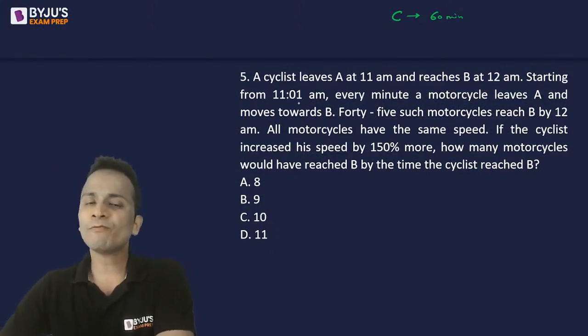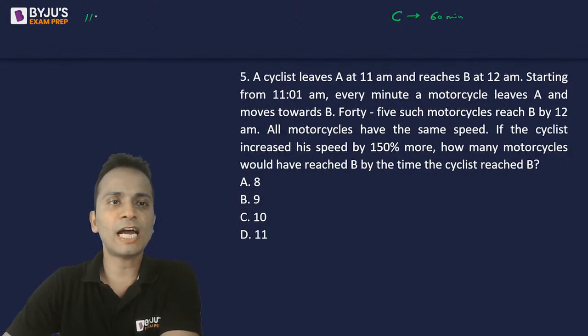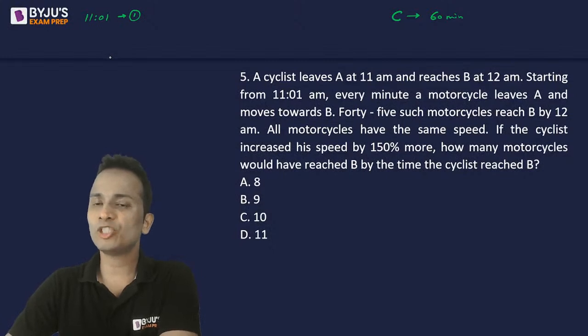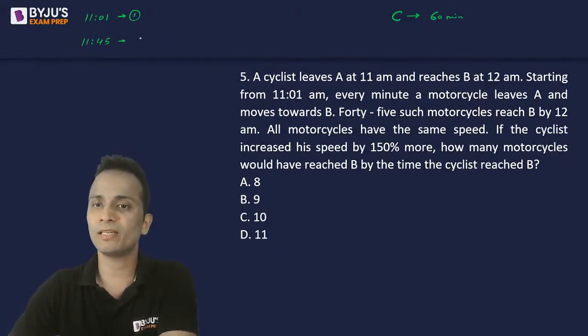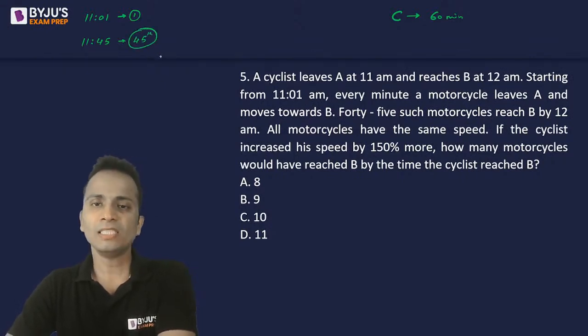Okay. Now starting from 11:01. Every minute, a motorcycle leaves A and moves towards B, and 45 such motorcycles reach B by 12 a.m. So, the first motorcycle left at 11:01, and 45 such motorcycles reach B, and every minute a motorcycle is leaving. So, the last motorcycle must have left at 11:45. The last motorcycle, okay? So at 11:45 the last motorcycle, that means the 45th motorcycle, has left. And this 45th motorcycle must have left and reached at 12 a.m.